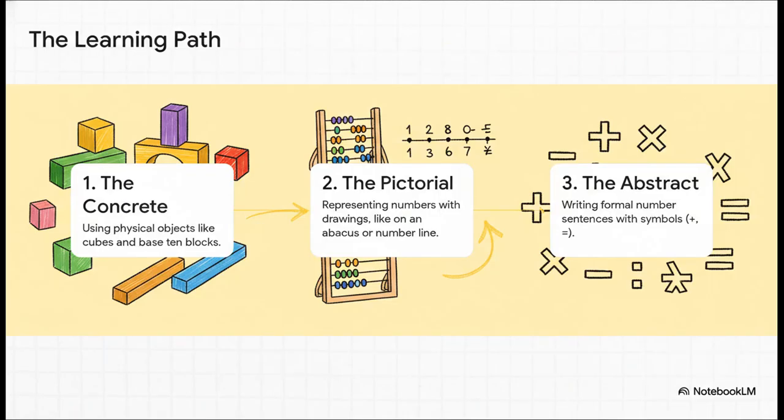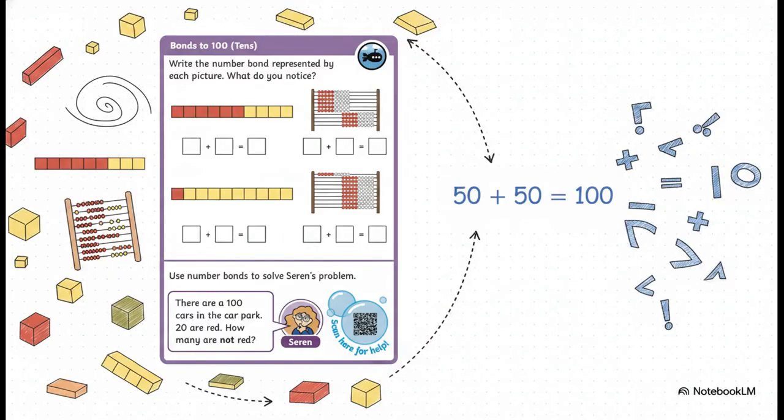Now this part is absolutely crucial. Students aren't just thrown into a sea of equations. They follow a really clear three-step path. First, they start with the concrete. They're physically holding and moving around blocks. Then, they move to the pictorial. They learn to draw those blocks, maybe on an abacus or a number line. And only then, after they've touched it and seen it, do they move to the abstract symbols of a number sentence.